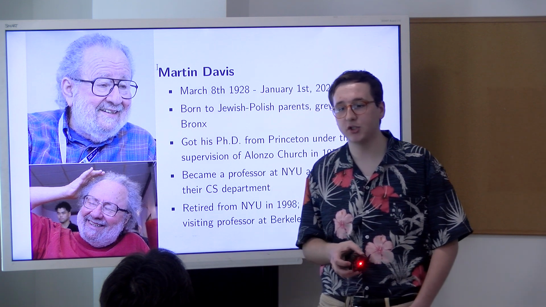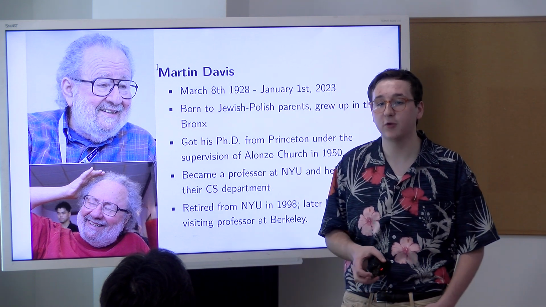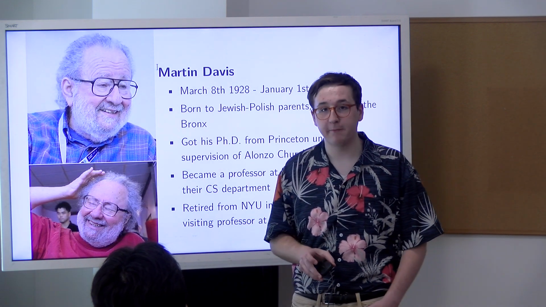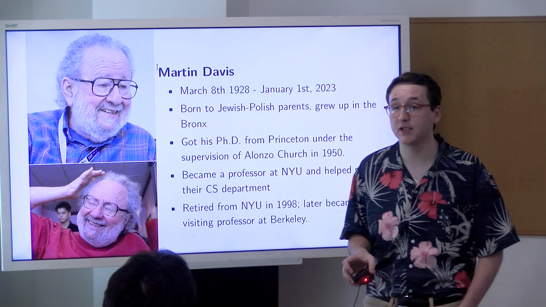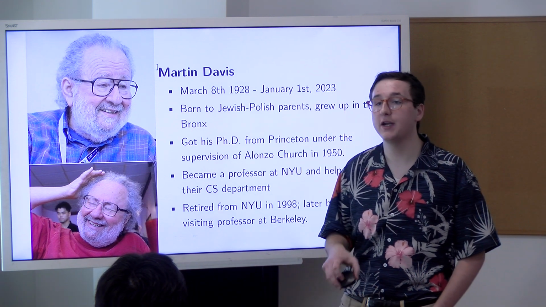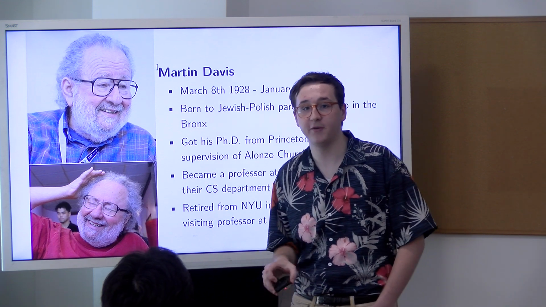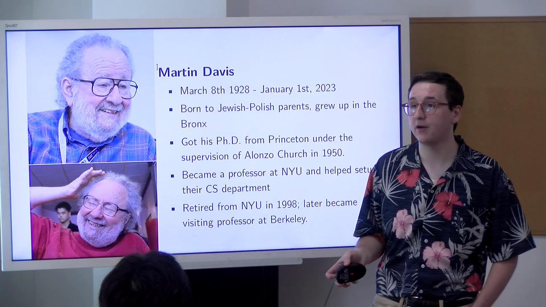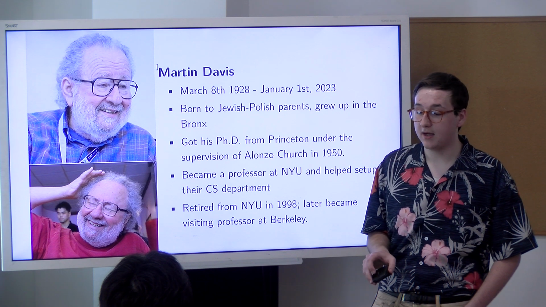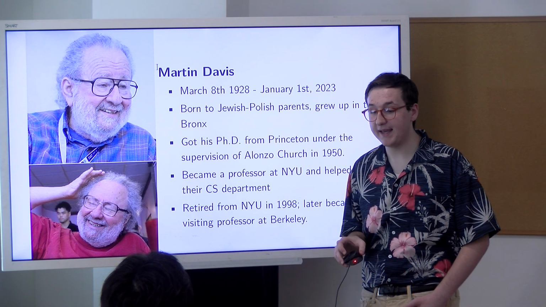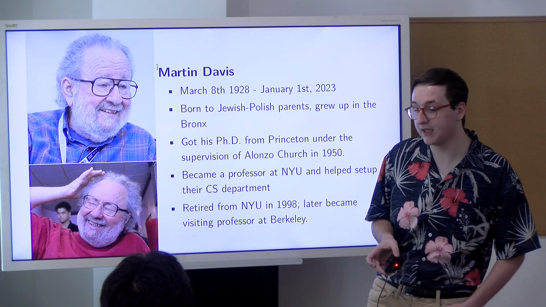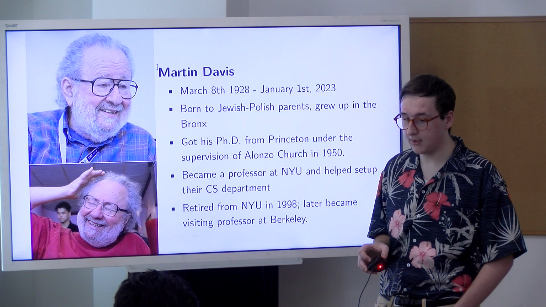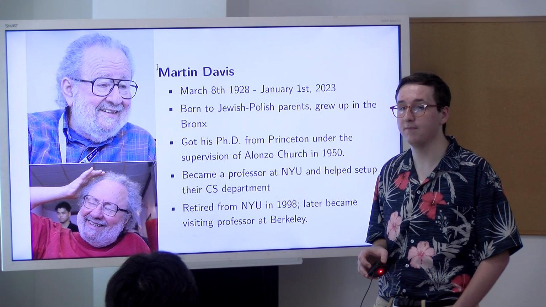He went to City College for undergrad, and then he went to Princeton where he studied for his PhD under Alonzo Church, who we just talked about. He became a professor at NYU and helped set up their computer science department. He was a mathematician and a logician, and he helped start the field of computational complexity theory. In 1998, he retired from NYU, and a few years later he wrote a book and then became a visiting professor at Berkeley. He died January 1st, 2023.